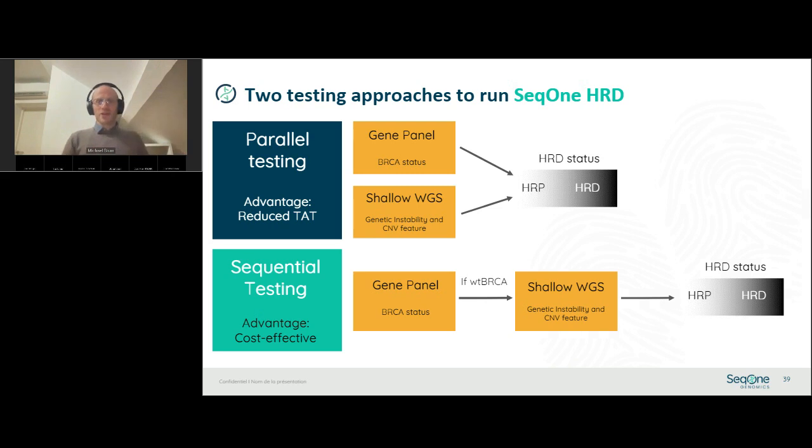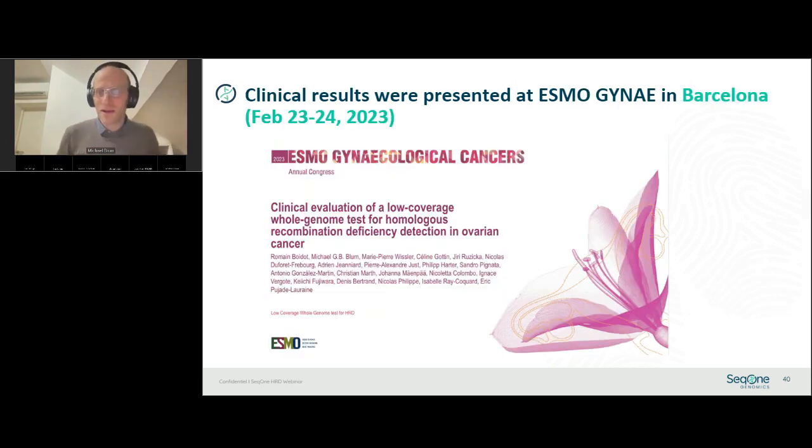So now it's my pleasure to introduce the clinical results of the validation of SeqOne HRD, which were presented last week in Barcelona during the ESMO Gynaecological Cancers conference. It's joint work with Romain Boidot from Dijon and the team from ARCAGY that sponsors the PAOLA-1 cohort, including in particular Eric Pujol.